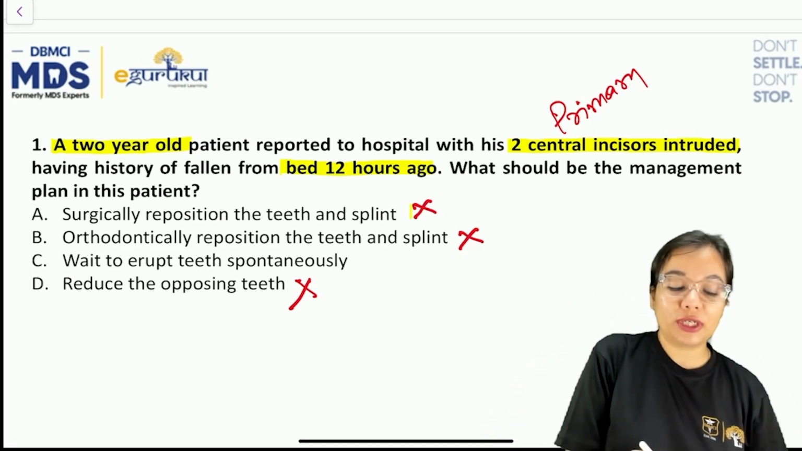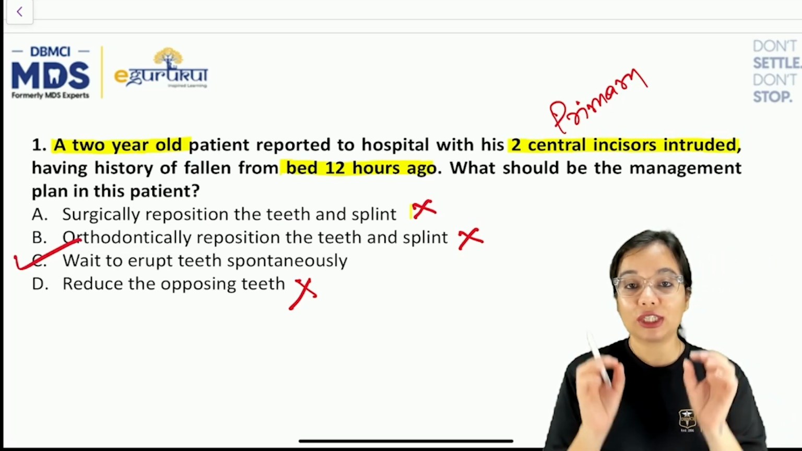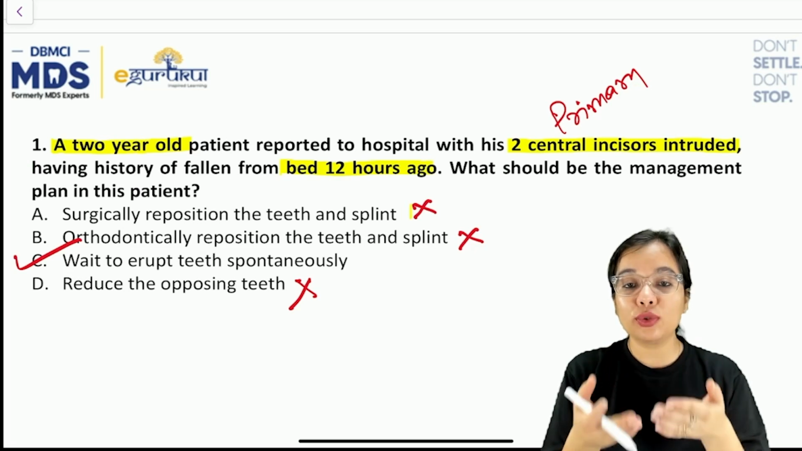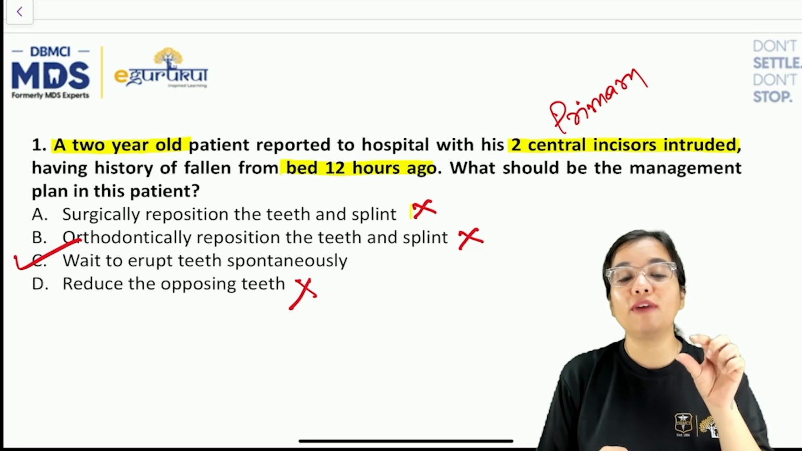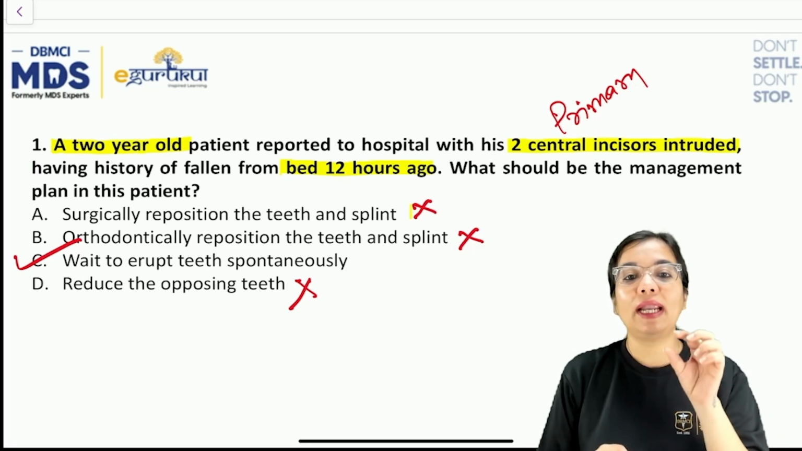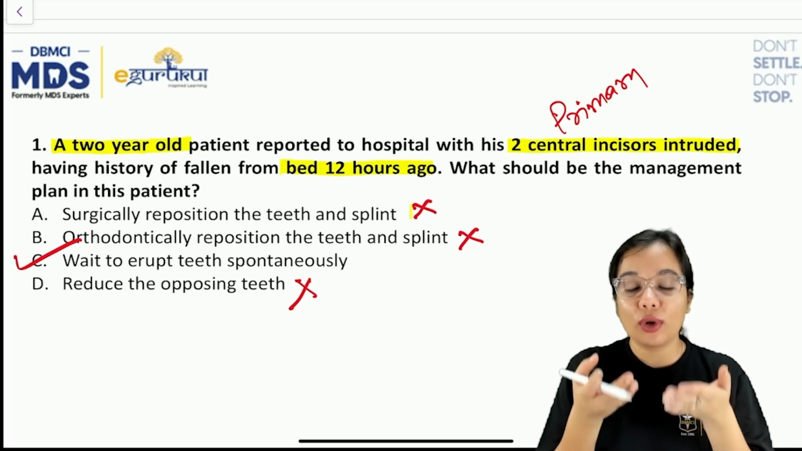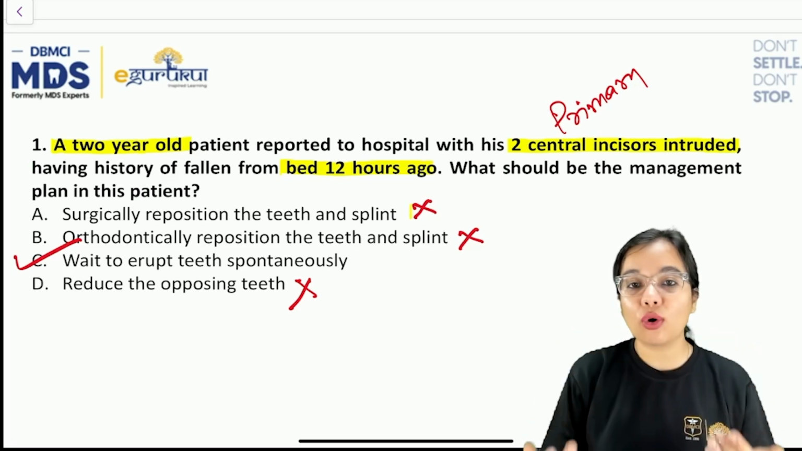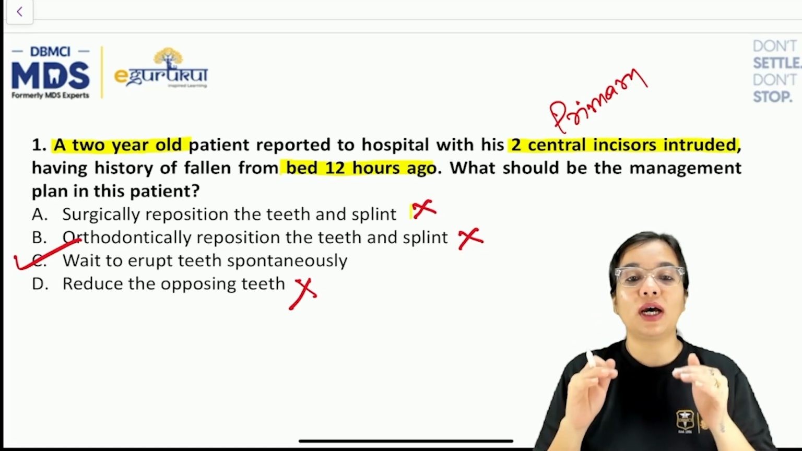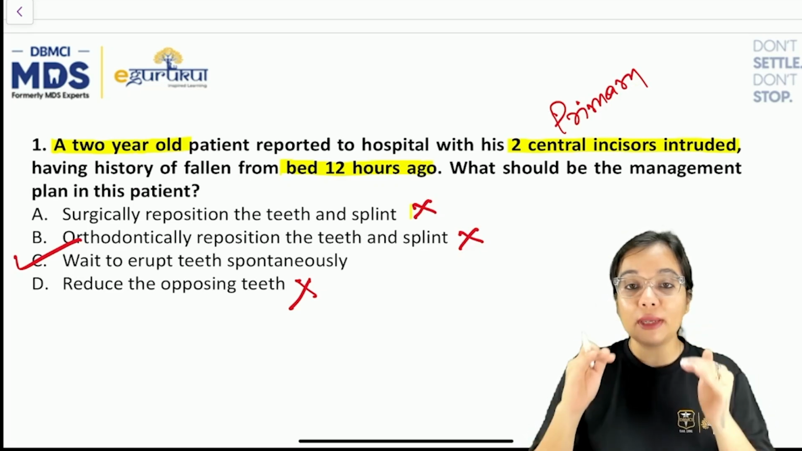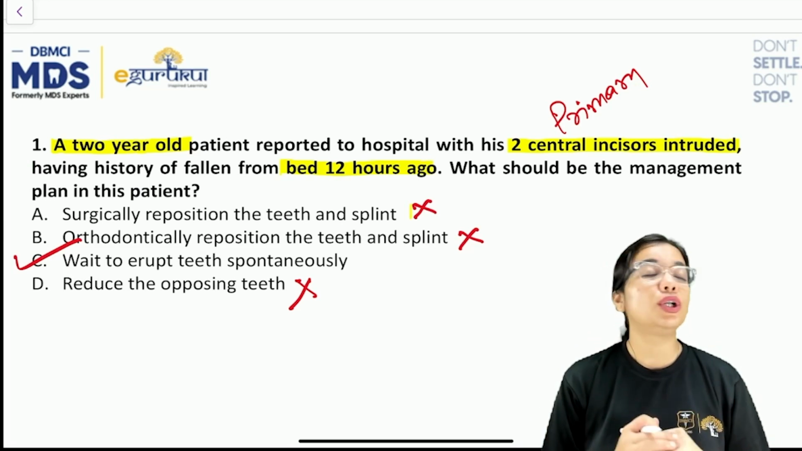So the option here is to wait for the teeth to erupt spontaneously. Just imagine a child has two central incisors intruded completely. You take a radiograph, and in the radiograph you will see permanent tooth buds, and the primary teeth lodged in front of them. The permanent tooth buds in the course of time are definitely going to push the primary intruded teeth outwards, and they are going to re-erupt spontaneously. So you need to do nothing.